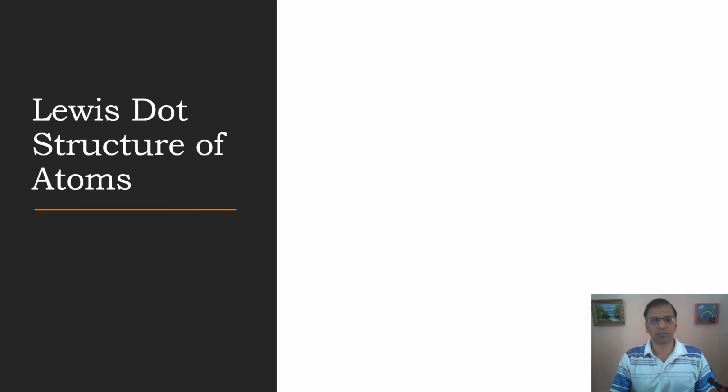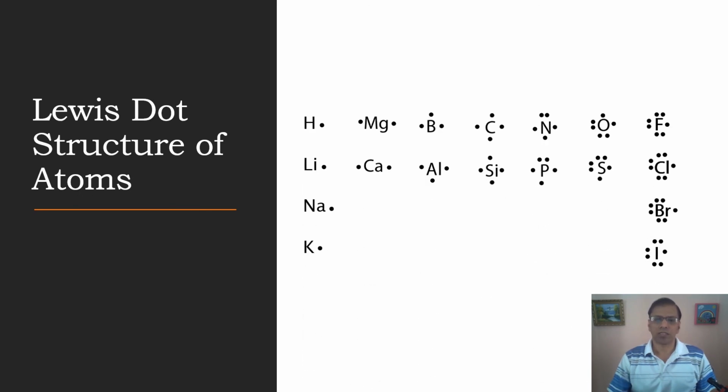So let's start with the Lewis dot structure. I have the Lewis dot structures of the common atoms that are used in organic chemistry. You can see this is hydrogen, lithium, sodium, and potassium. And this dot represents the valence electron. So hydrogen has one electron in its valence shell, so does lithium, sodium, and potassium. Each of them have only one electron in the valence shell.